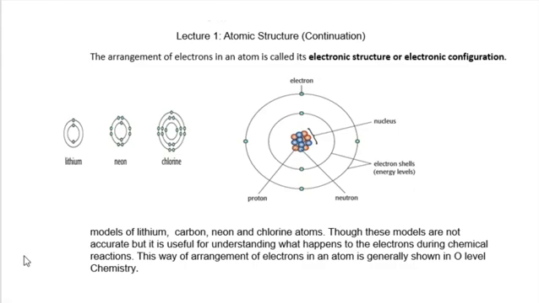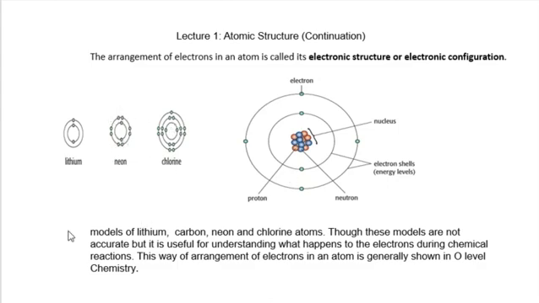As we know, we have to get the structure of atom. That means the constituents inside the atom. When we arrange electrons inside the atom, we call that electronic structure or electronic configuration. There you see. But there are various ways of representing it. In O-level, generally they show it like this.